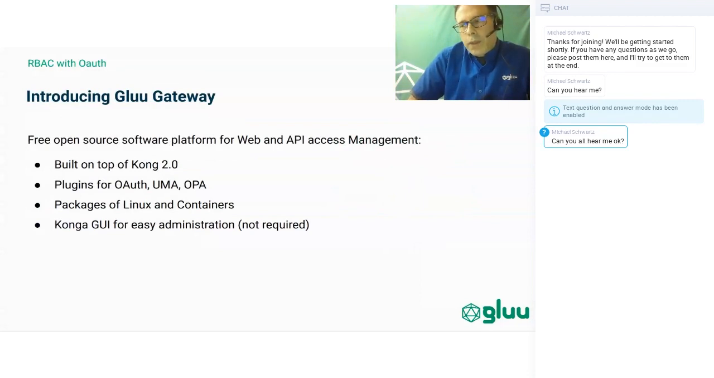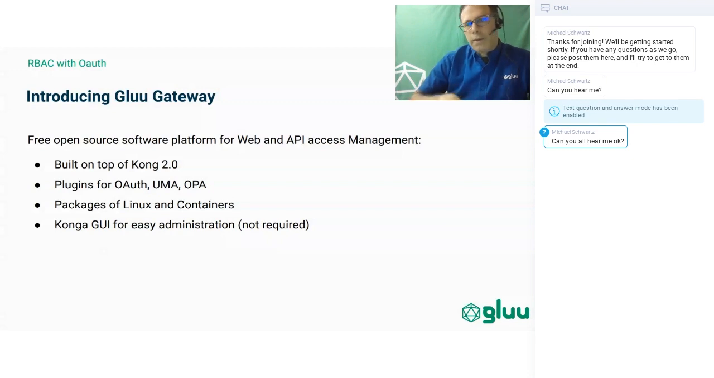The tool that I want to talk about today for implementing RBAC is the Gluu Gateway. This is basically our fancy web proxy that we use to control access to API and web resources. It's built on top of Kong 2.0 Community Edition. We've written our own plugins for OAuth, UMA, and OPA. OPA is the Open Policy Agent. It's an external policy decision point. And it's distributed via packages and Linux containers.